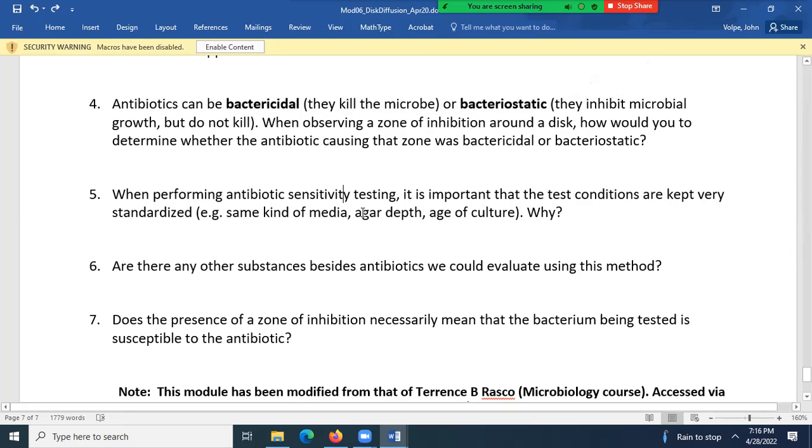When performing antibiotic sensitivity testing, it is important that the test conditions are kept very standardized, meaning you use the same kind of media, the same agar depth, the same age of the culture, and you apply the same number of cells. Why do we keep it so standardized? All right. 6, are there any other substances besides antibiotics that we could evaluate using this method? And this one is really easy to answer. 7, does the presence of a zone of inhibition necessarily mean that the bacterium being tested is susceptible to the antibiotic? So you have a paper disc.